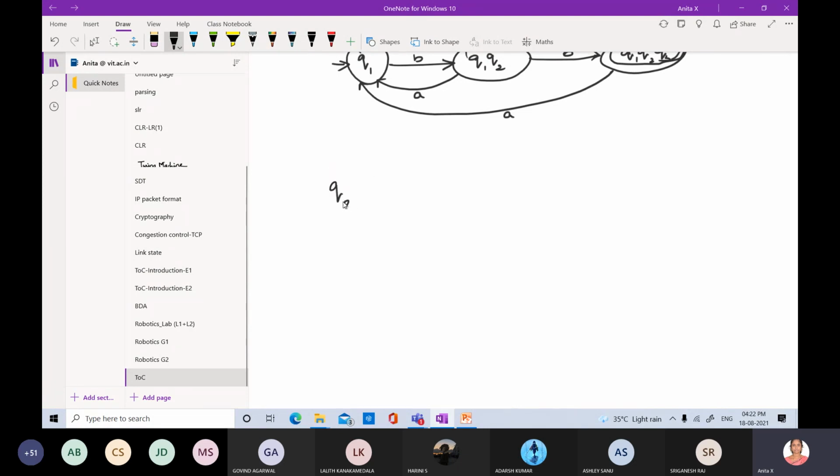Let me give you a minute so you can try it out on your own. Let me give you 2 to 3 minutes, right? Is this an NFA or DFA? NFA, right. Because for the same input symbol, I am having transitions to multiple states, and for some input symbols, I am not having a transition at all. Try constructing the DFA for this NFA.